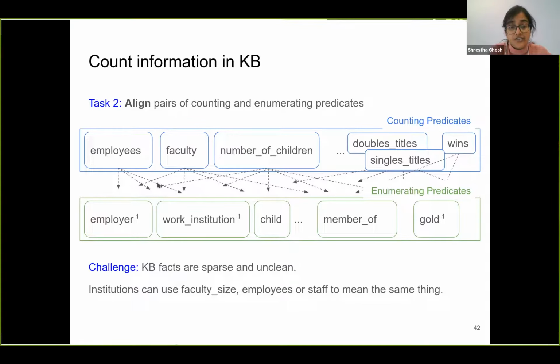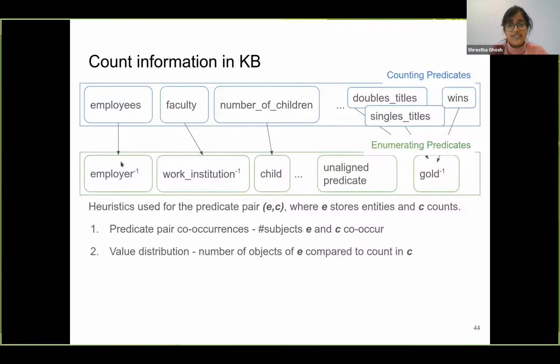So again, the challenge here is that firstly, the KB facts are sparsely distributed, and also that the representation in the relation is unclean. So some institutions might use employees, some might use faculty, faculty size, and so on. And they all refer to the same thing, right? So in order to arrive at these pairs, we look into a few heuristics to rank these predicate pairs.